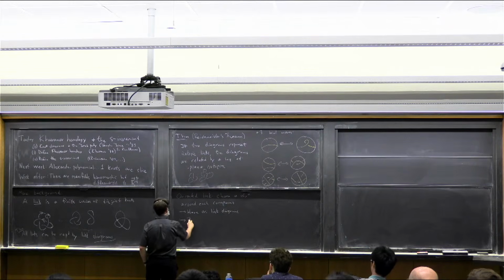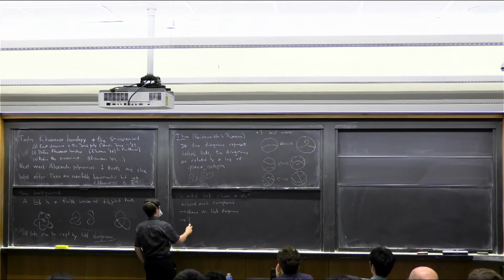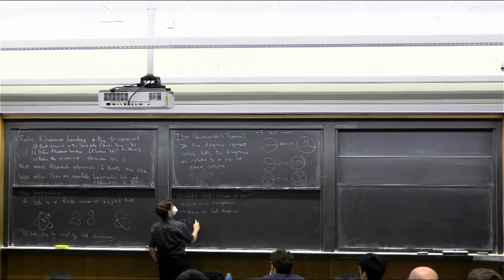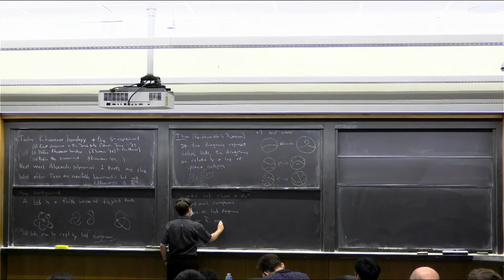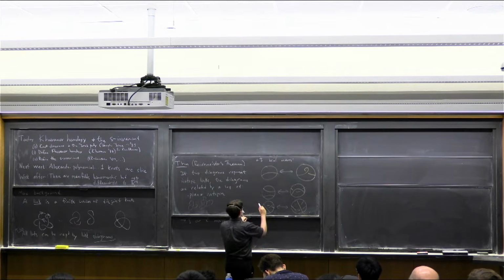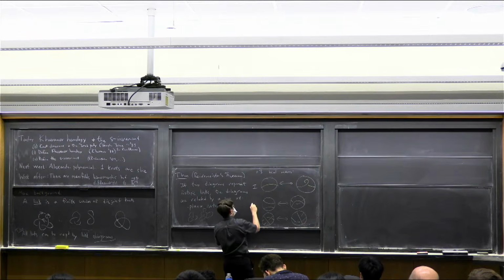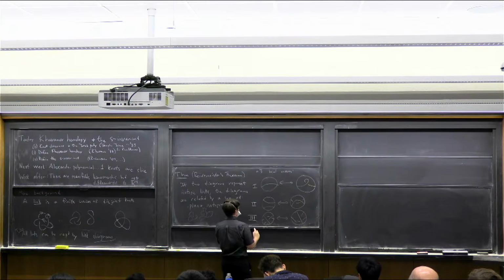And there's an oriented version of Reidemeister's theorem, so there are oriented Reidemeister moves. This is Reidemeister move 1, this is Reidemeister move 2, and this is Reidemeister move 3.